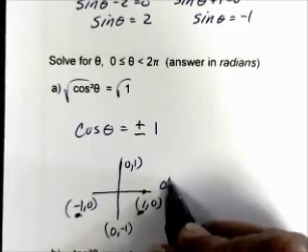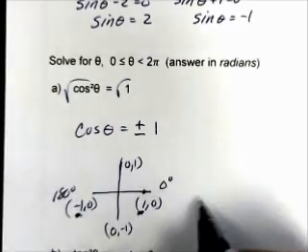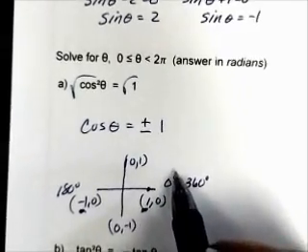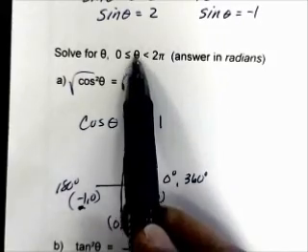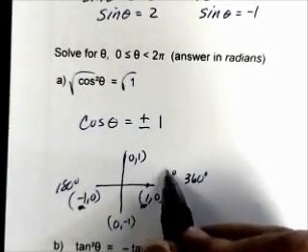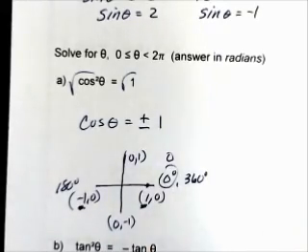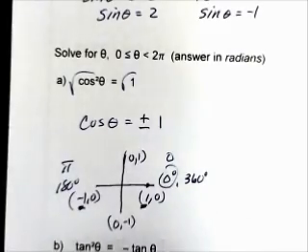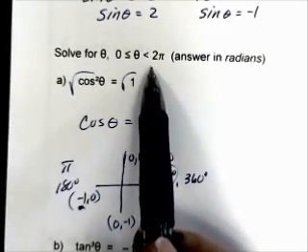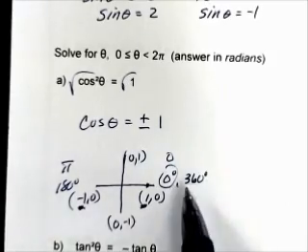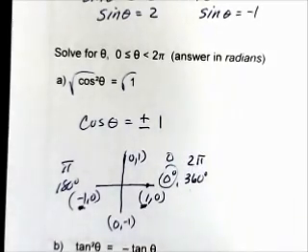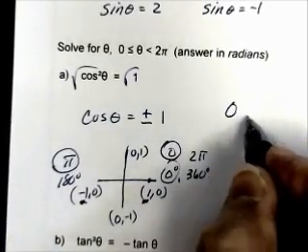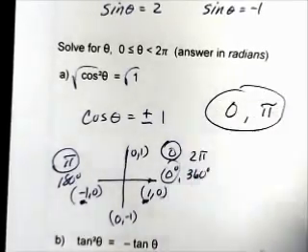This is 0 degrees and 180 degrees, and all the way around is 360. 0 degrees is equivalent to 0 radians, and because my theta has to be greater than or equal to 0, 0 is fine. 180 degrees is pi radians. And then it has to be less than 2 pi, so it cannot include 360 degrees or 2 pi radians. So my answers here are 0 radians and pi radians. There are two values for theta.